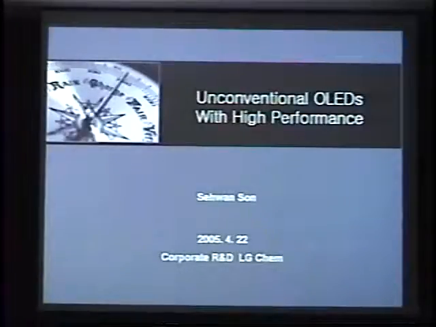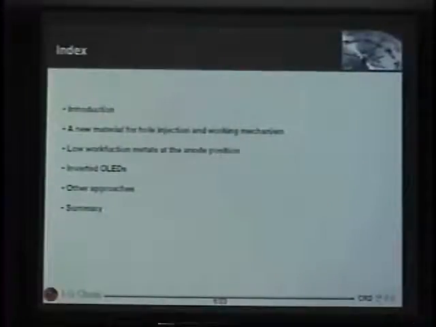Today I'm going to talk about unconventional OLED structures with high performances. We'll start from the introduction of conventional OLED devices, and then follow the new materials that we are using as a core injection mechanism. Next we will move to low work function metals as an anode, not as a cathode. Then I will move to the inverted OLED structures and some other approaches, and I'll finish the talk with a summary.